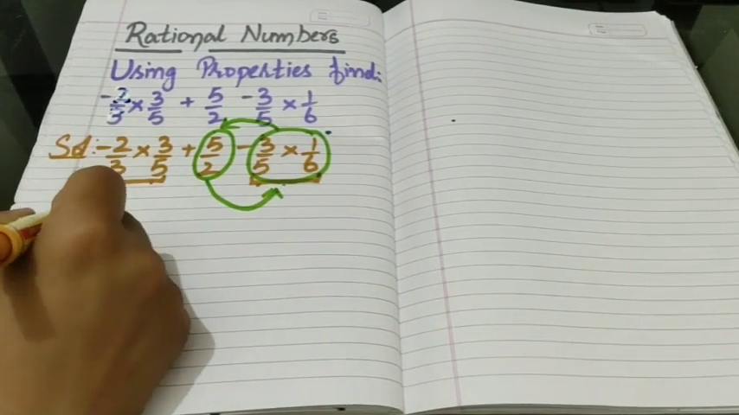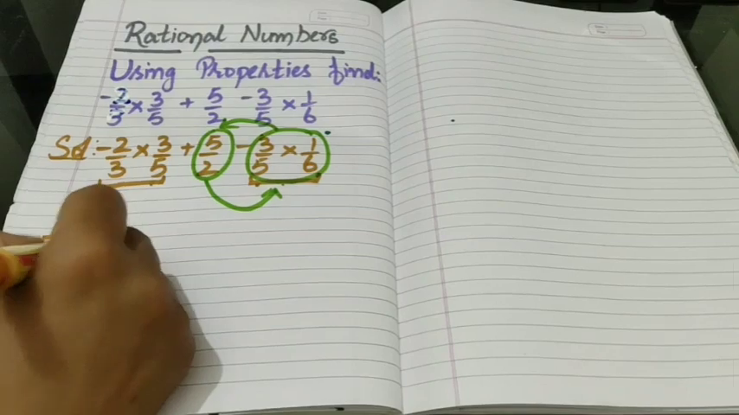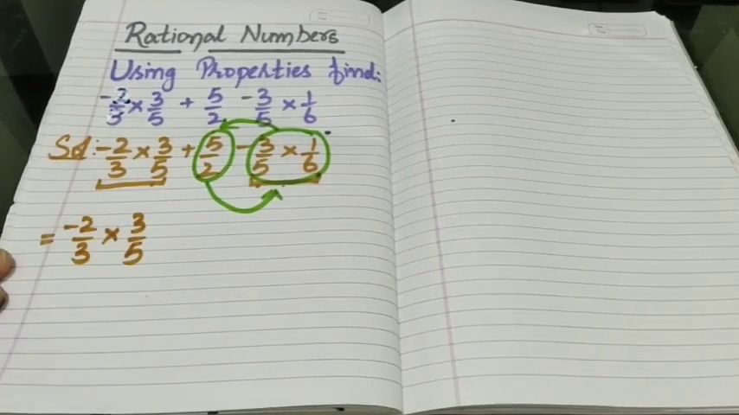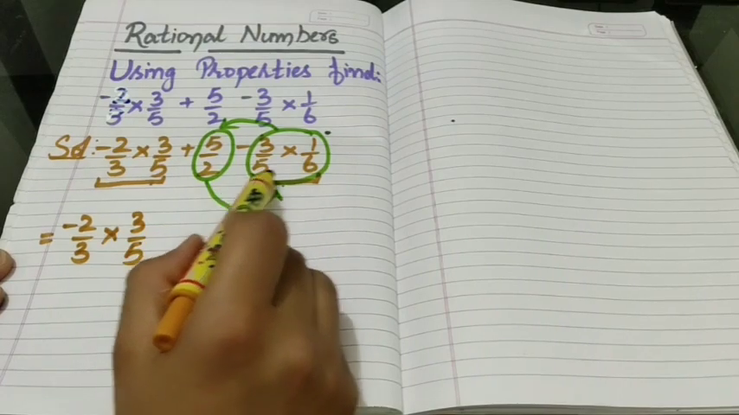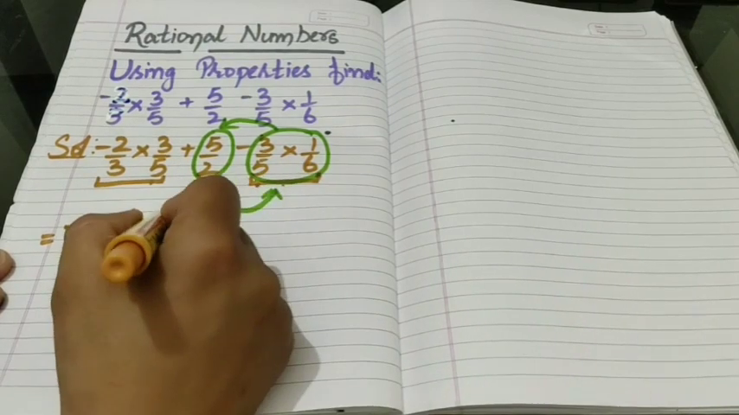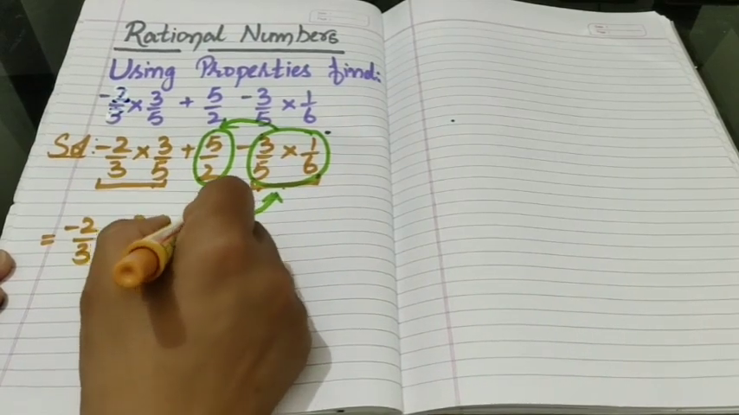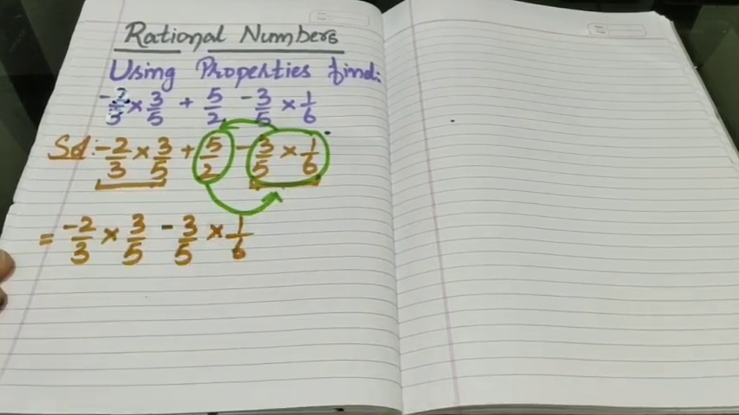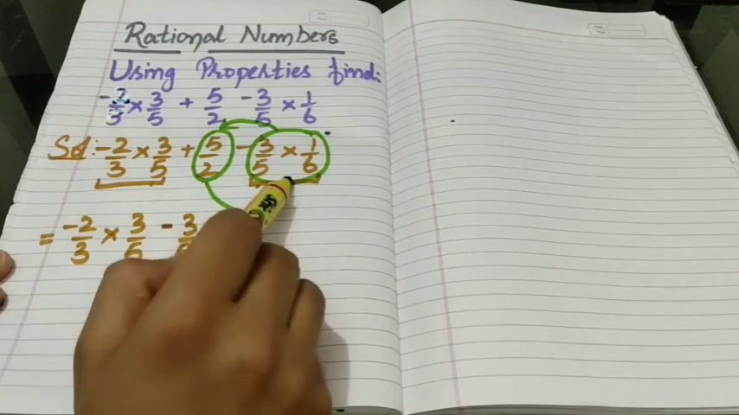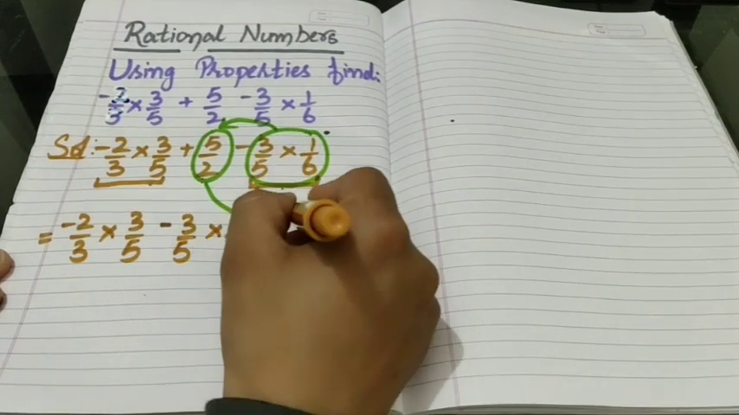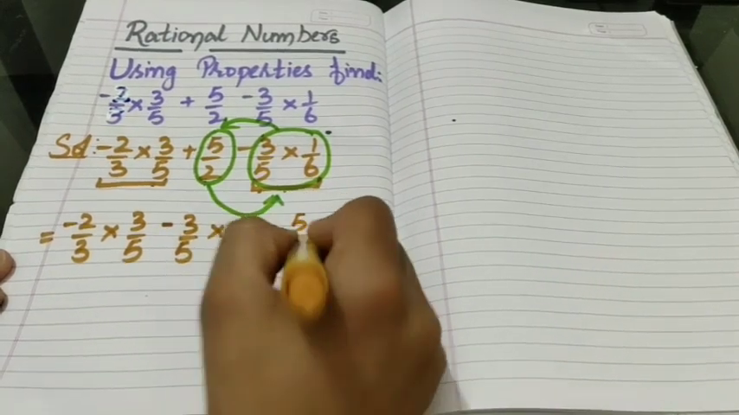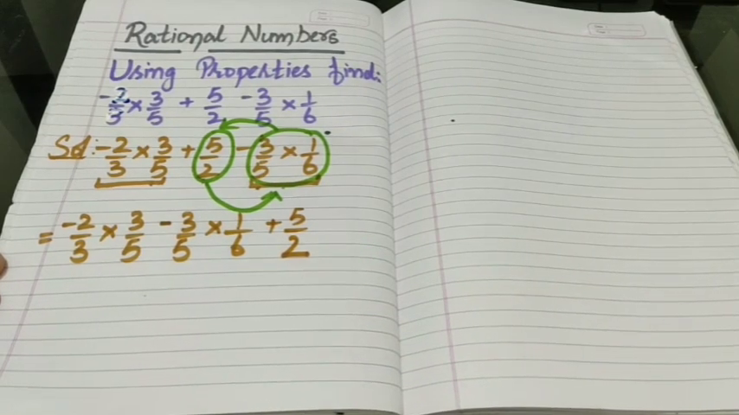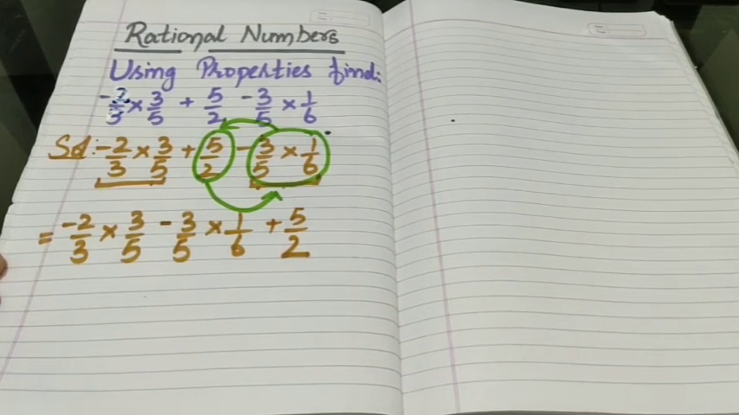First term will remain as it is, minus 2 upon 3 multiplied by 3 upon 5. Minus 3 upon 5 multiplied by 1 over 6, I am going to shift over here, and plus 5 upon 2 over here. Since we have used commutative property, we have to mention that by using commutativity.